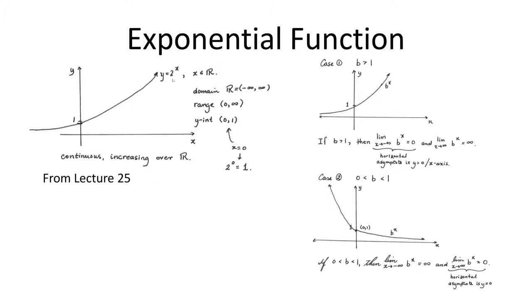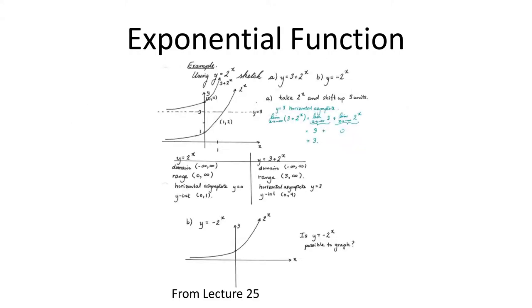If the base, which is 2 in this case, is greater than 1, then we have it increasing continuously over R. And if the base is between 0 and 1, like for instance a half, then we'll have it decreasing over R. But of course, the range will still be greater than 0. We also have a horizontal asymptote at y equals 0.